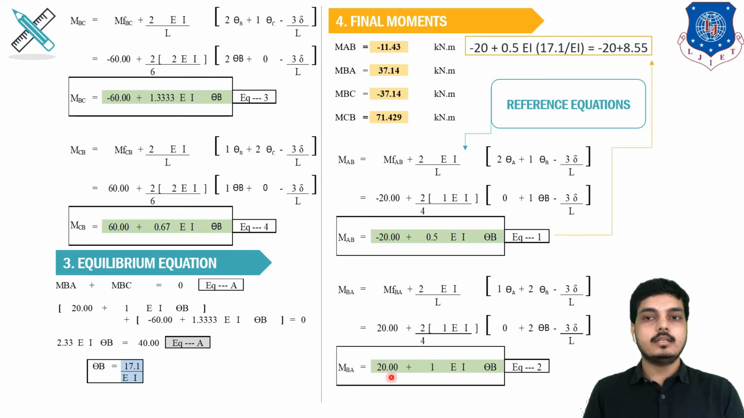Similarly, we find MBA. For MBA, 20 plus 1 EI theta B. In place of theta B we place this value, so 20 plus 17.1 will be 37.14. Similarly, in equation 3 we will get MBC, and in equation 4 we will get MCB. So these are my four basic final moments at the supports from slope deflection.